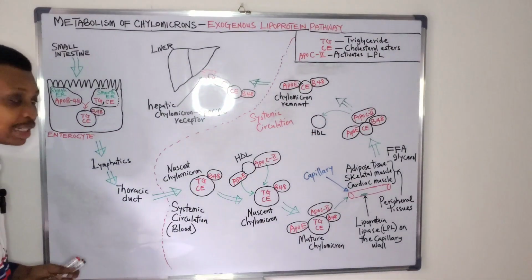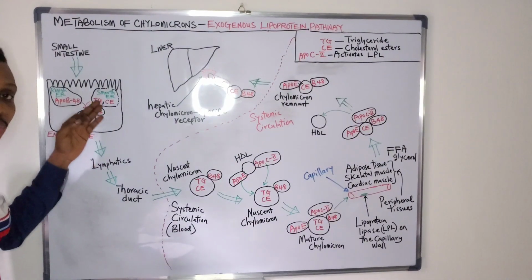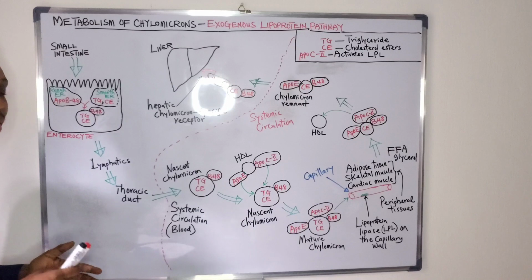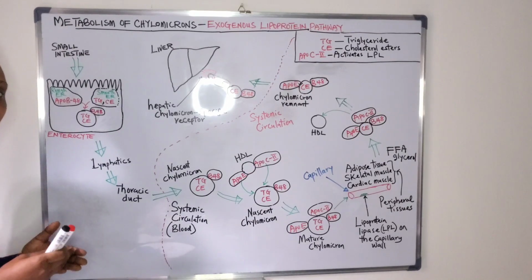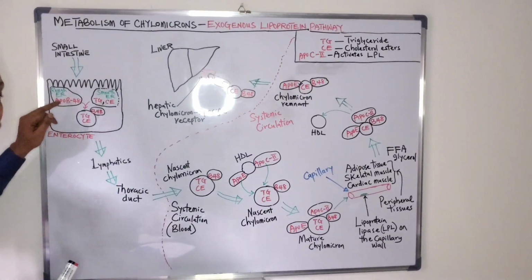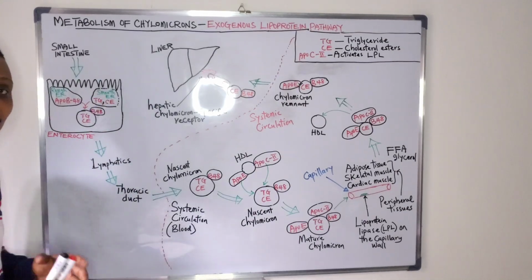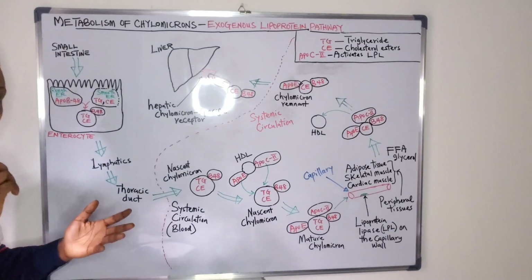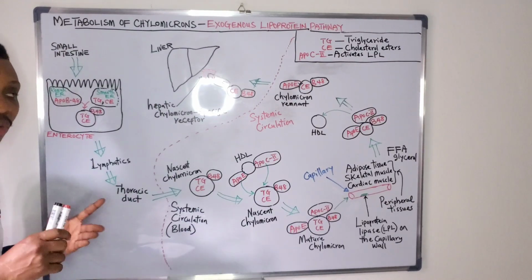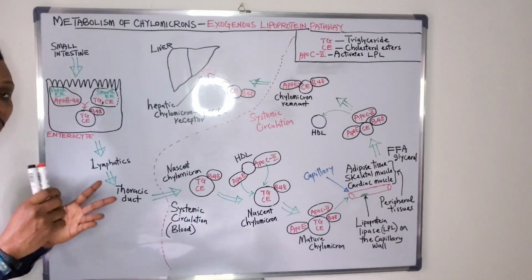Now, in the enterocyte, there is rough endoplasmic reticulum and smooth endoplasmic reticulum. In the endoplasmic reticulum, there is synthesis of a type of protein called apolipoprotein B48, also referred to as ApoB48. Also, in the smooth endoplasmic reticulum, there is a process of esterification. So these absorbed molecules, free fatty acids, monoglycerides, and cholesterol, will be esterified, resulting in the formation of triglycerides and cholesterol esters.